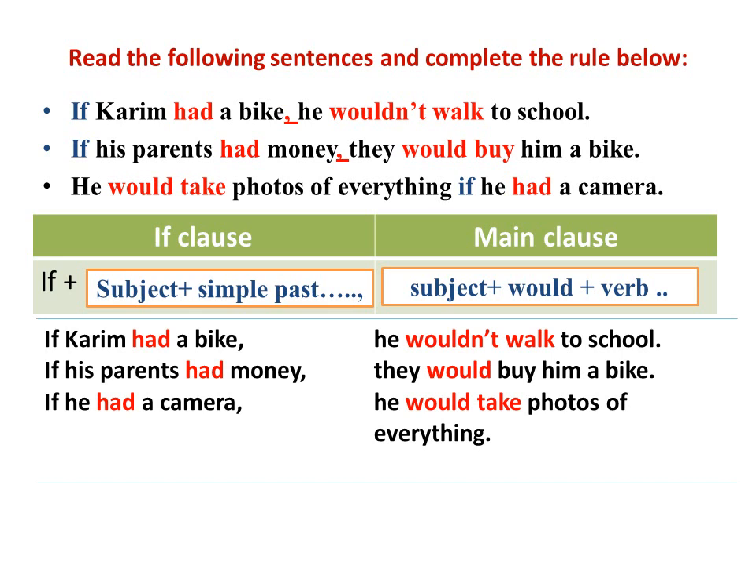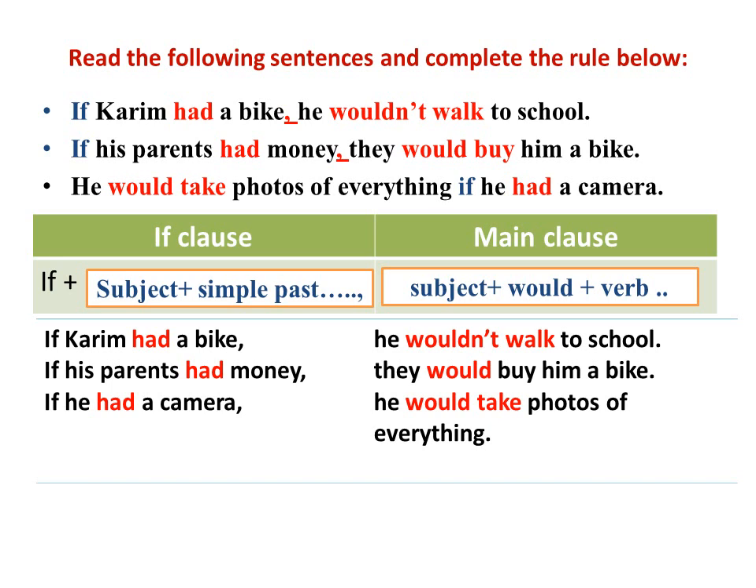Yes, so let's have a look at these examples. I'd like you to notice the last sentence. He would take photos of everything if he had a camera. So we can start with the main clause also. But notice that if we start with the main clause, we don't put a comma after the first clause. So if we start with the if clause, we have a comma after the if clause, but if we start with the main clause, we don't have a comma in this sentence.